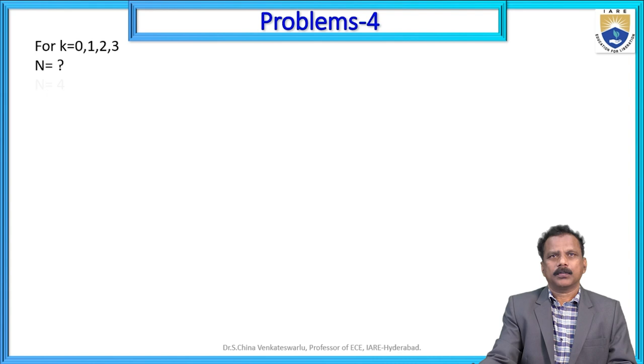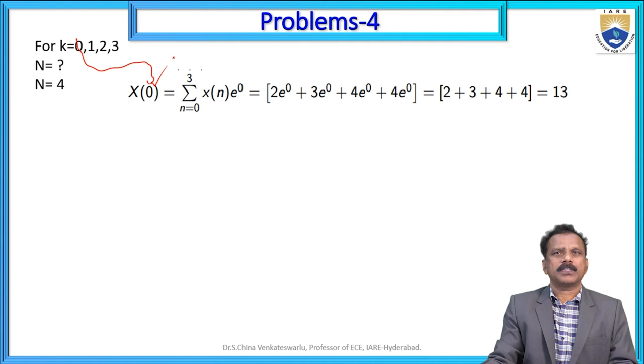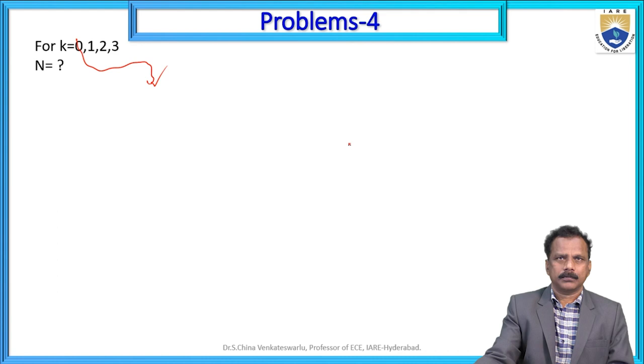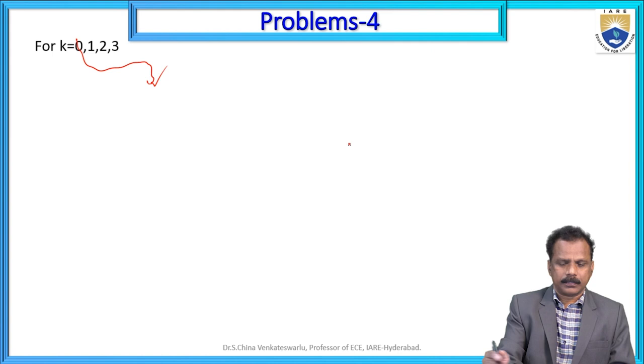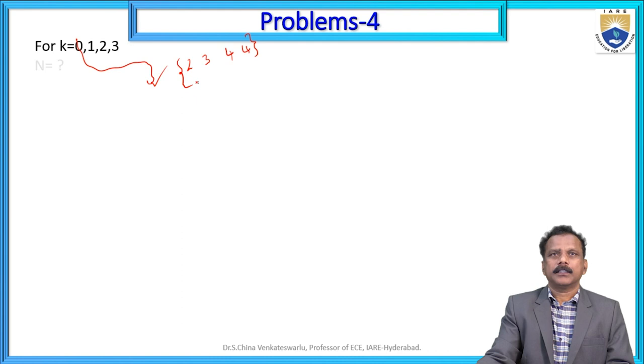Here N is equal to 4, and we first substitute k equal to 0. For k equal to 0, summation n equal to 0 to N minus 1, which is 3, of x of n e power 0, is equal to 2 into e power 0 plus the next values. According to the previous step, the values given are 2, 3, 4, 4. That is x of n. Now we substitute k equal to 0.